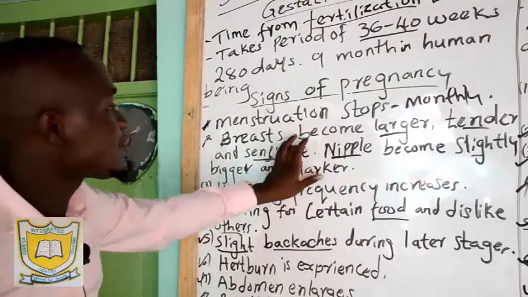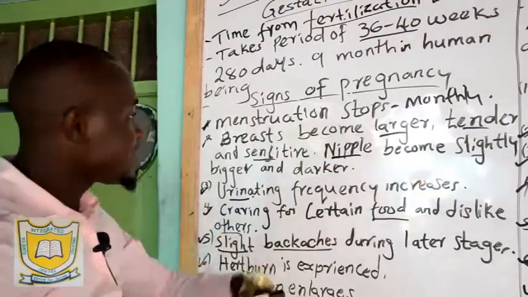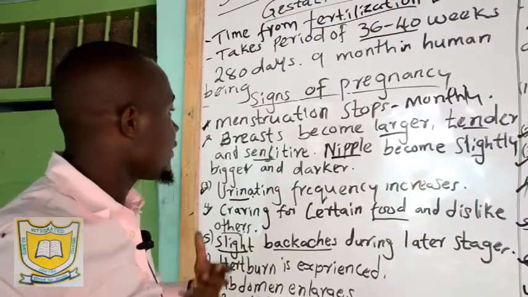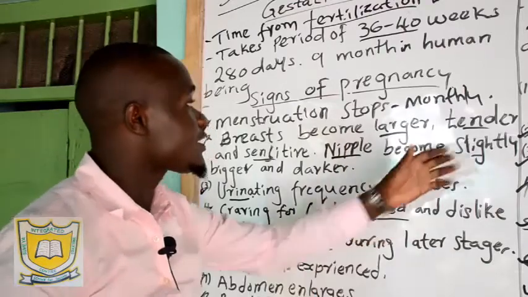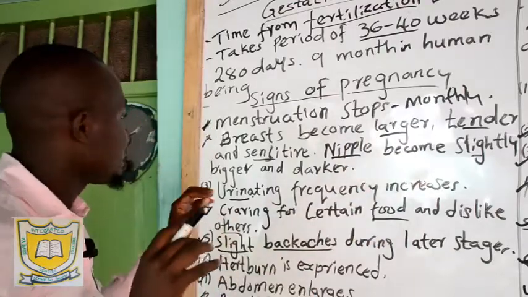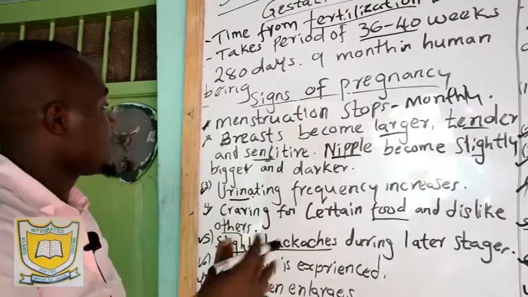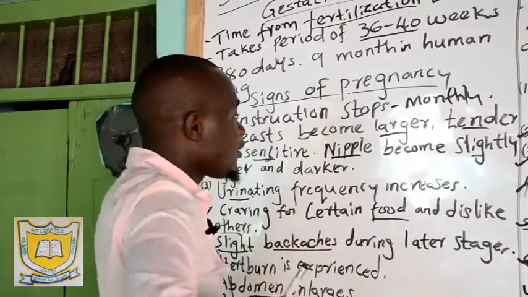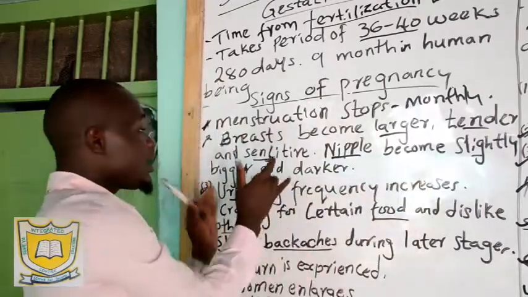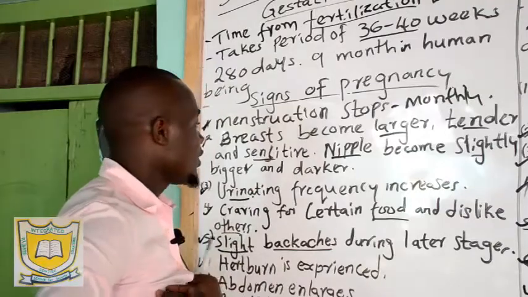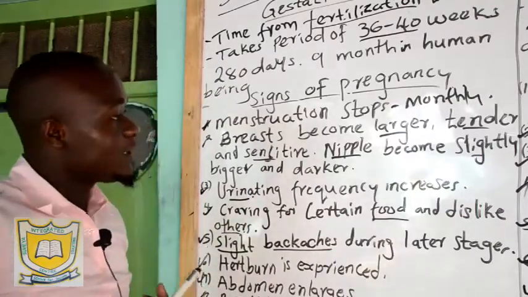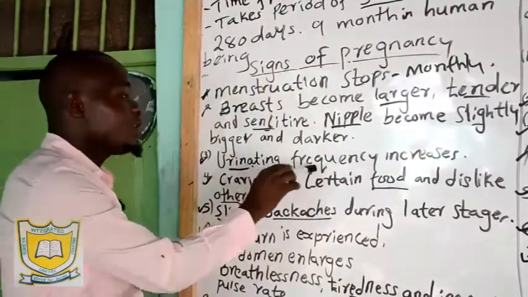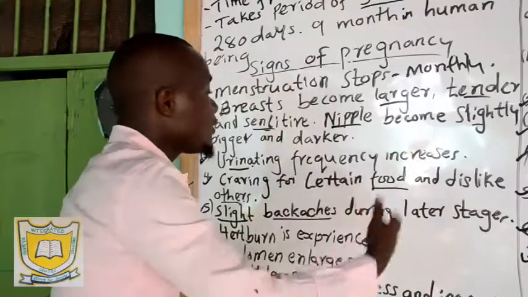Number two, breasts become larger, tender, and sensitive. The mother's breast enlarges and becomes tender. When somebody touches it, it is very tender and sensitive. Then the nipple, that is the dot-like thing on the breast, becomes slightly bigger and darker. The nipple, that is the dark part of the mother's breast, becomes dark, and it enlarges in size.